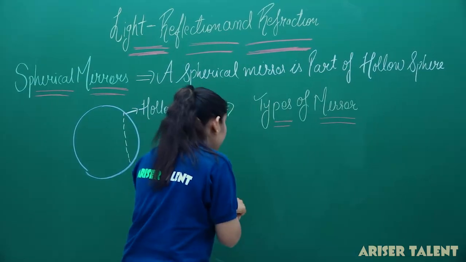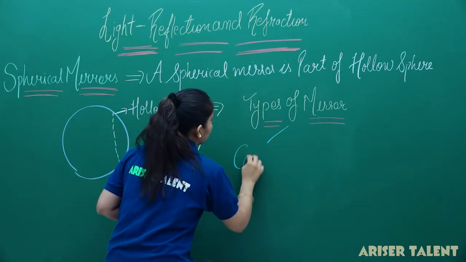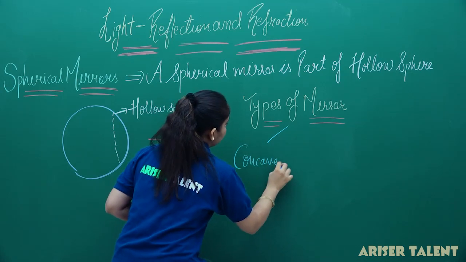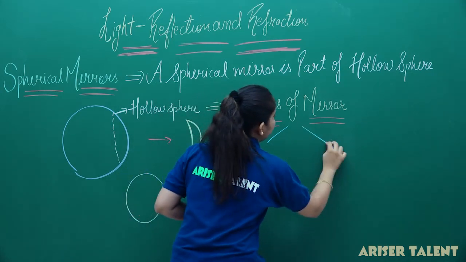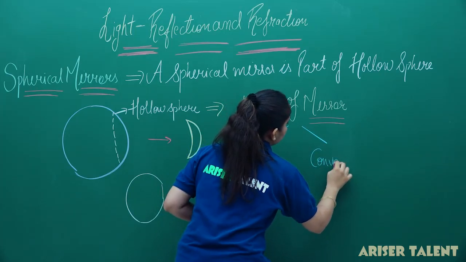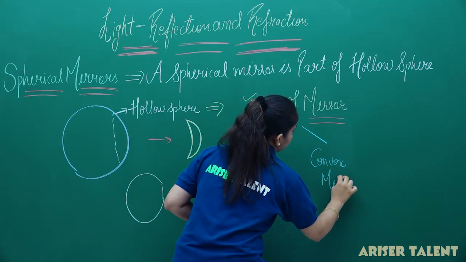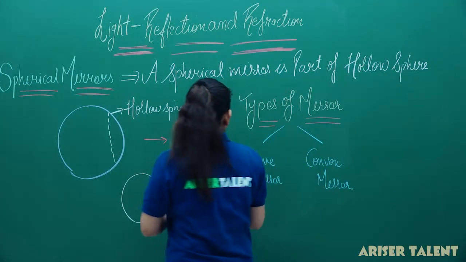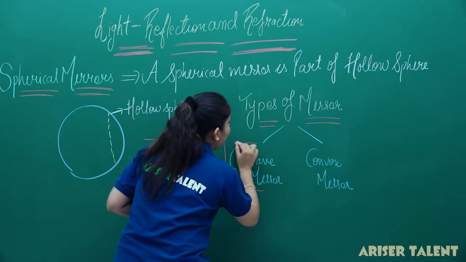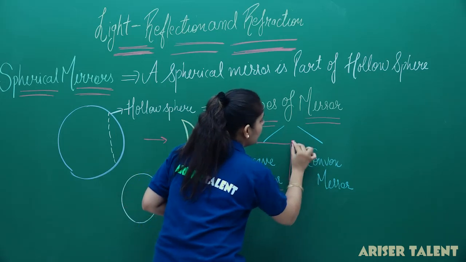The first one is concave mirror, and the second one is convex mirror. So we have two types of mirrors, that is the convex one and the concave one.